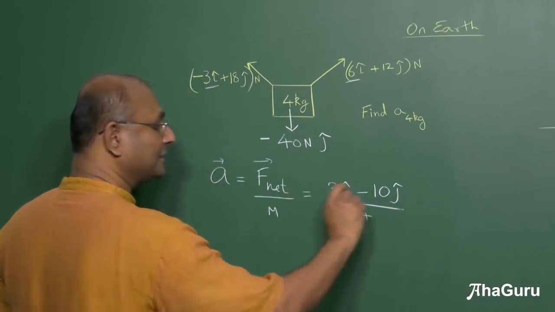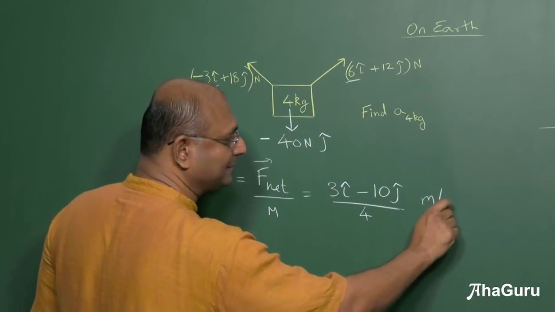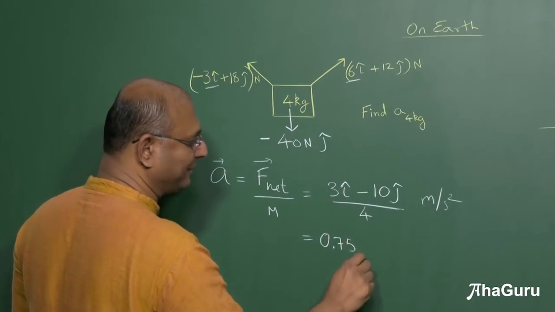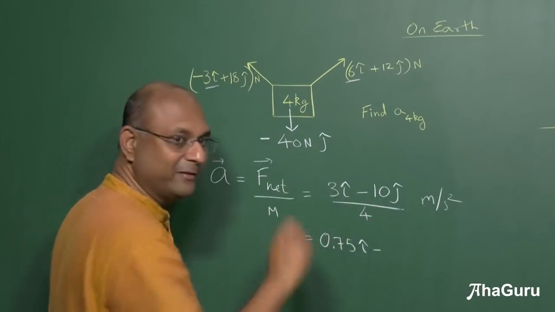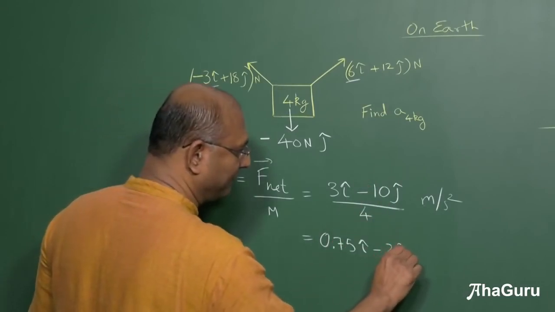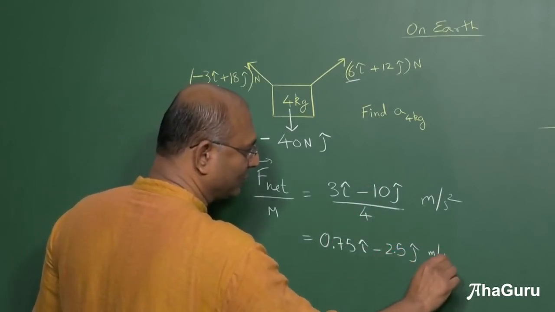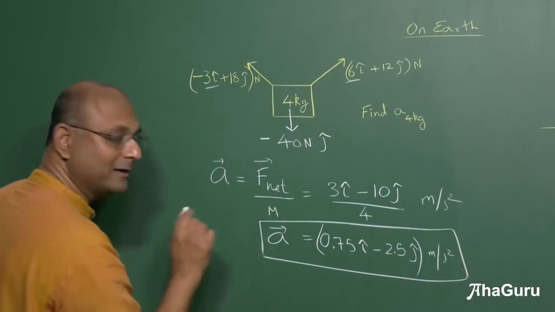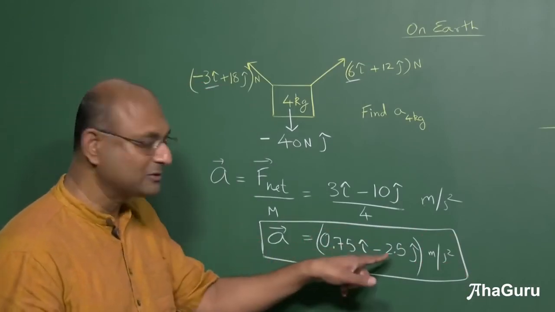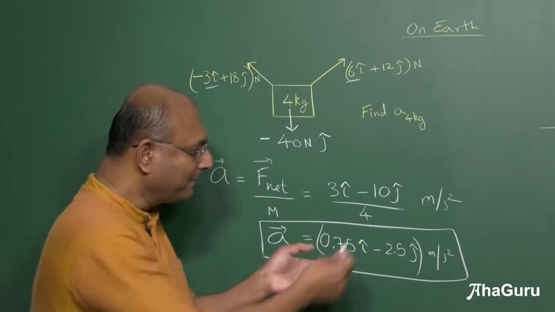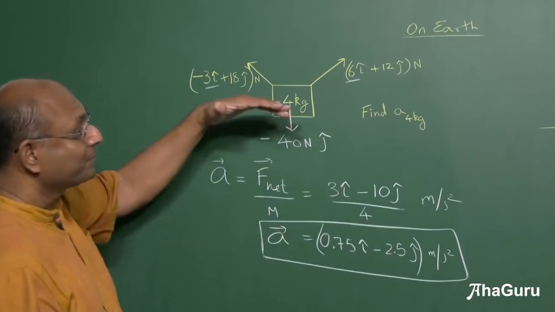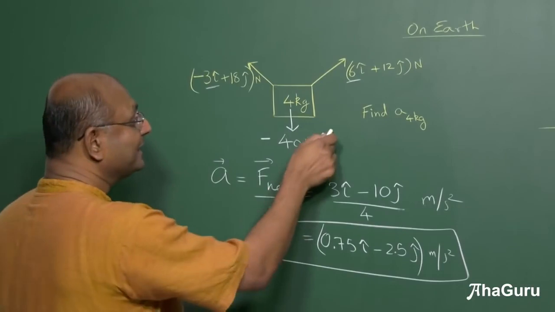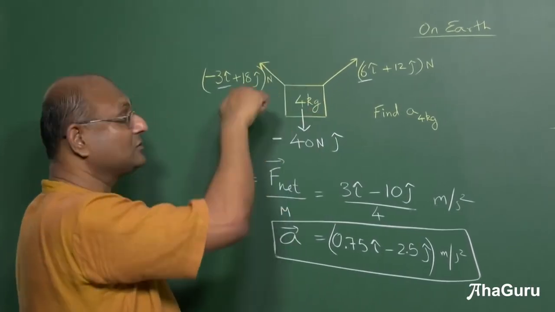Well, this was in newtons, this is in kilograms, so the unit is meters per second square. If I try to write this in decimal terms, 3 by 4 is 0.75 i cap, minus 10 by 4, well that is 5 by 2, 2.5 j cap meters per second square. This is the acceleration vector, so you know how to find the magnitude. It will be root of 0.75 square plus 2.5 square. Minus or plus won't matter, anyway it's a square. Keep in mind that if you are near the surface of the earth, and in most problems you are, this force has to be added.